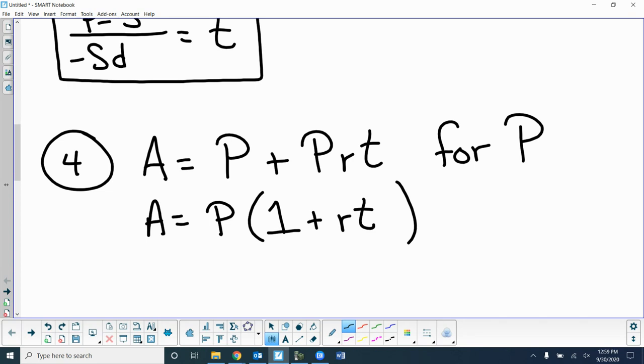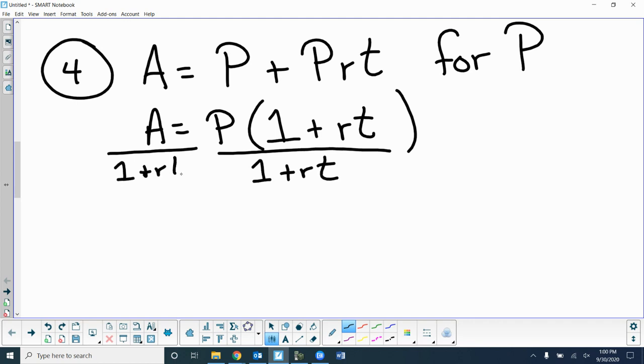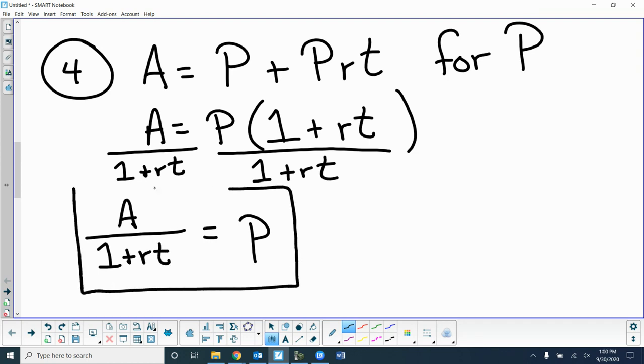Okay? And now, remember, when I factor it out, that means P times this. So how do I move this to the other side? You divide by it. That whole thing. So you can divide by 1 plus RT, and what you do to one side, you got to do to the other. So our answer is P on the right, and then we get A over (1 plus RT). Then we got P by itself.